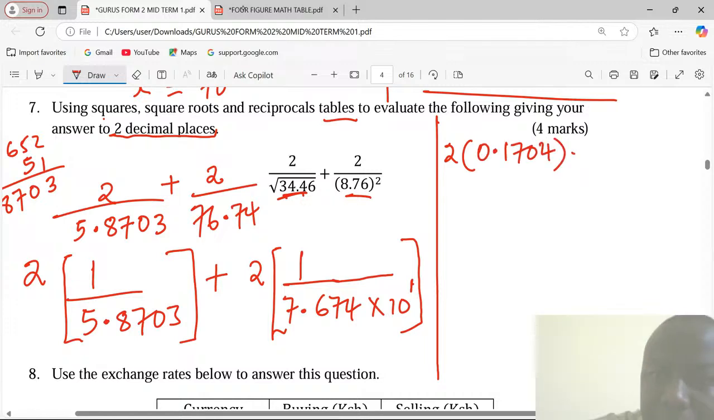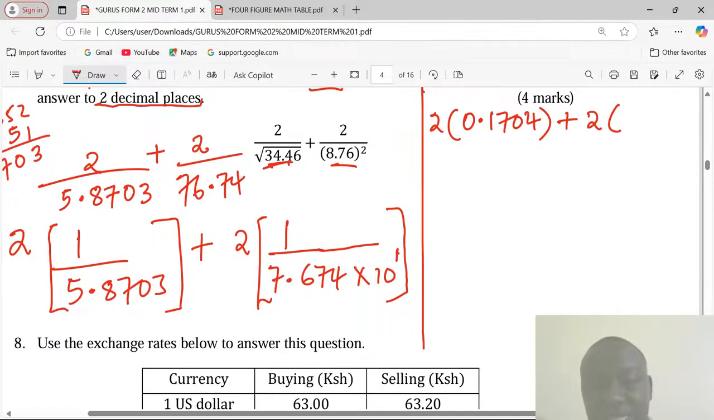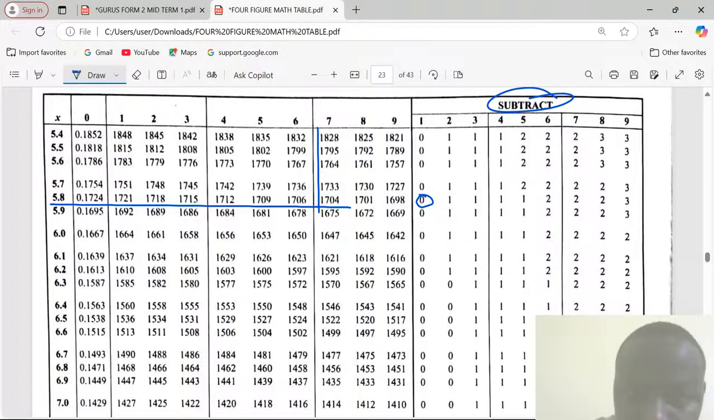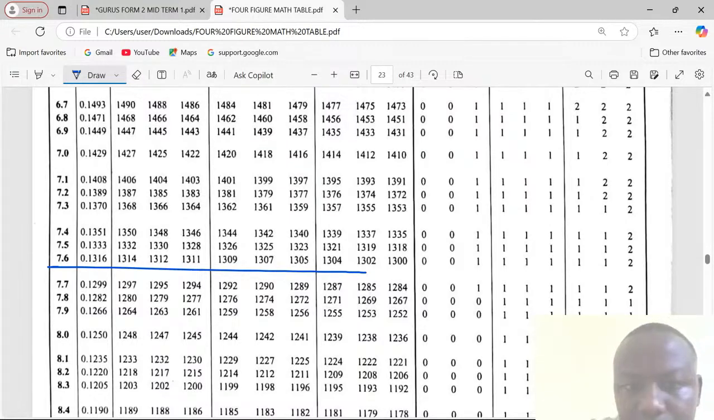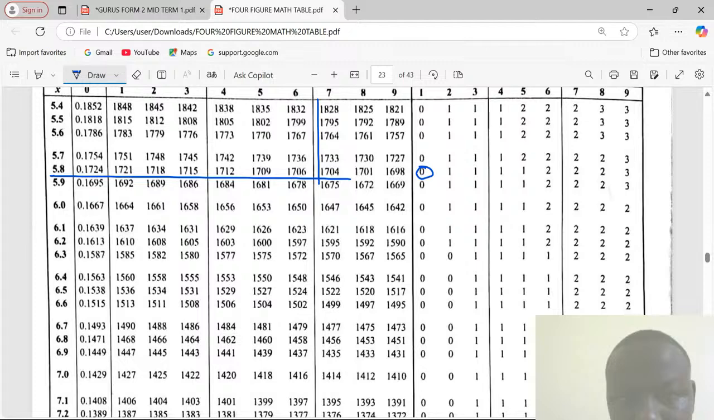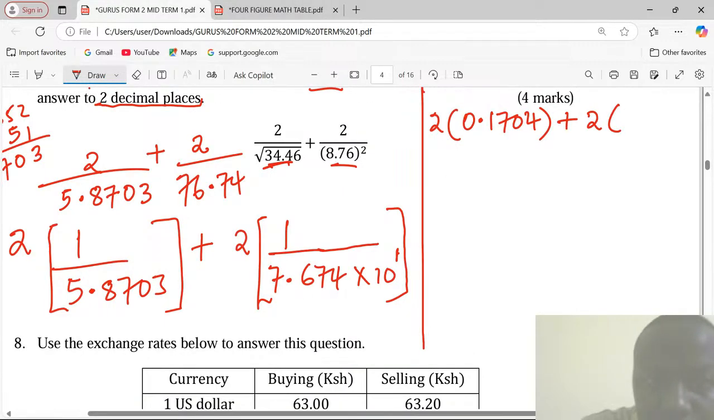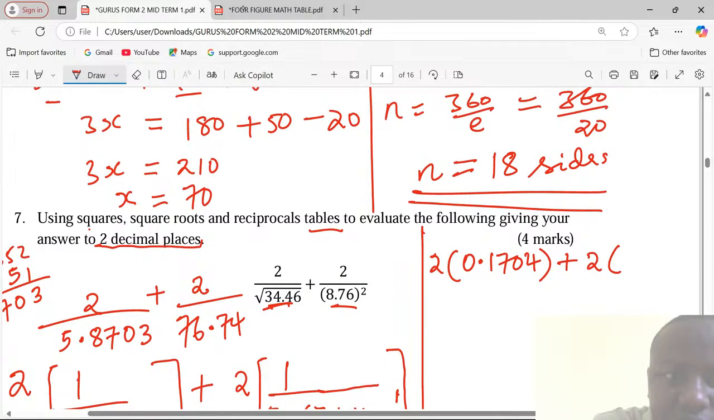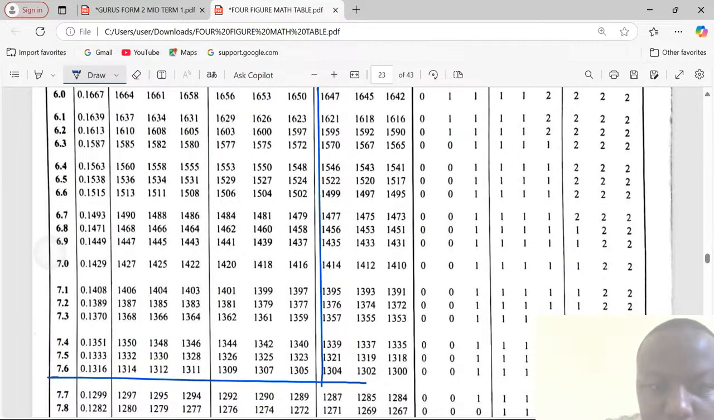0.1704 plus 2 multiplied by the reciprocal of 7.67, then we go to 4. Let me look at 7. Yeah, 7.67. So I have to go down the column with 7. I'm having 0.1304. Let me work it out here first so that I bring it when it is solved. 0.1304.